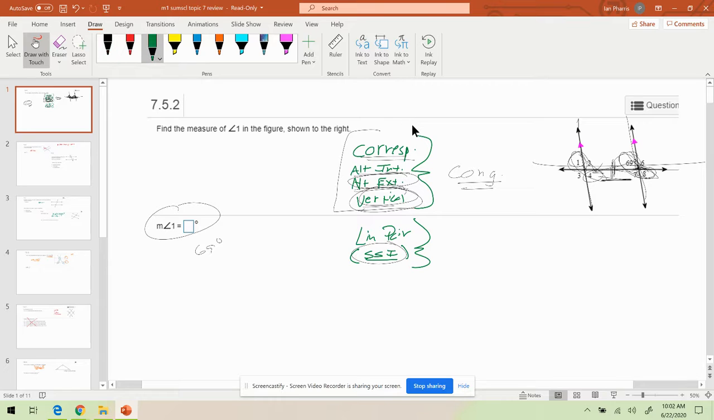Let's see if I can use a different color here. Same side interior is inside the parallel lines and they're on the same side of the transversal. These are supplementary. That means they add up to 180. So 69 plus angle 2 must equal 180.